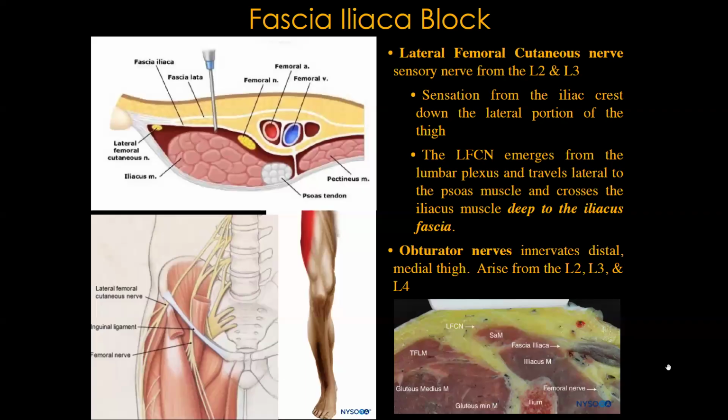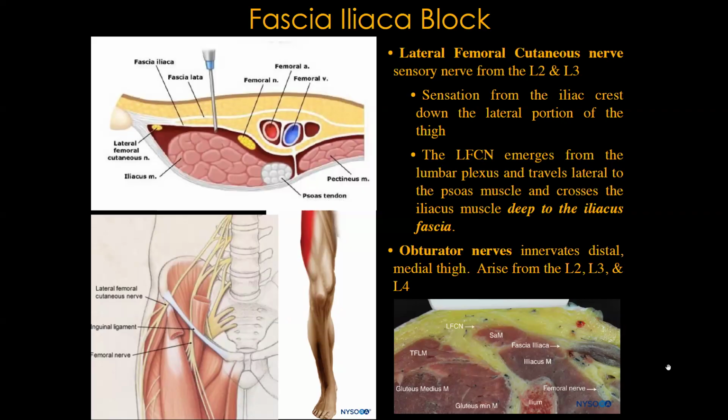The lateral femoral cutaneous nerve emerges from the lumbar plexus and travels lateral to the psoas muscle, crosses the iliacus muscle deep to the iliacus fascia. We also have the obturator nerve, which is for the medial thigh. There's some cutaneous, there's the internal and external branch, and also innervates the adductors.